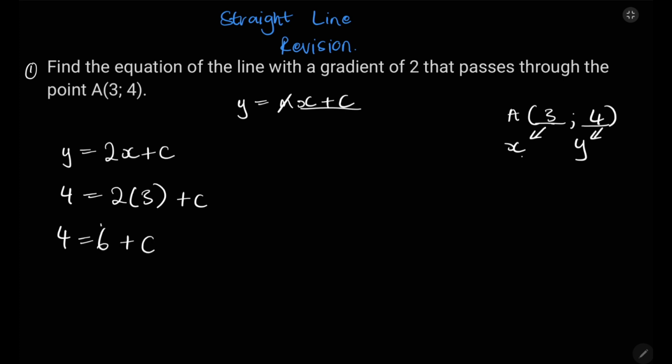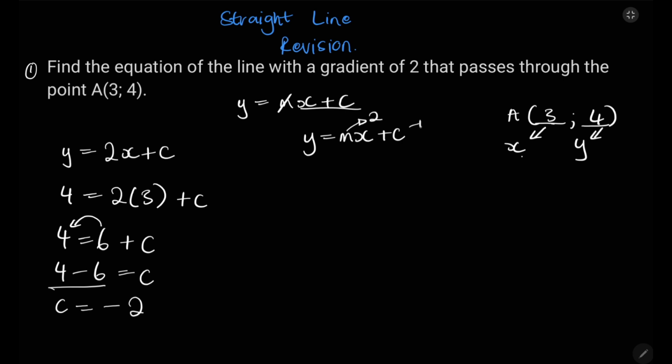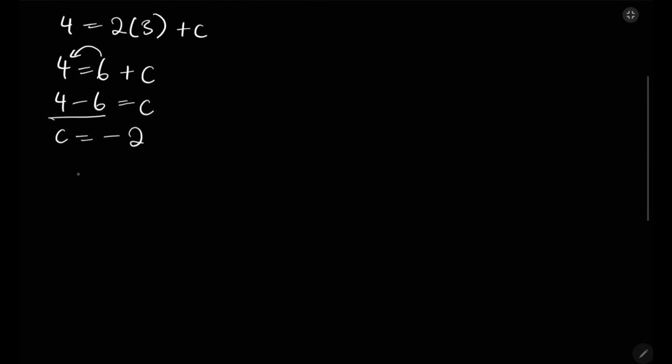Now let's take this 6 to the left-hand side. This will be 4 minus 6 is equal to c. What is 4 minus 6? It's negative 2. Therefore, c is equal to 4 minus 6, which is negative 2. So let's write our straight line formula, y is equal to mx plus c. You have your m, which is 2. Now you have your c, which is negative 2. Now let's write the final equation. This will be y is equal to 2x minus 2.